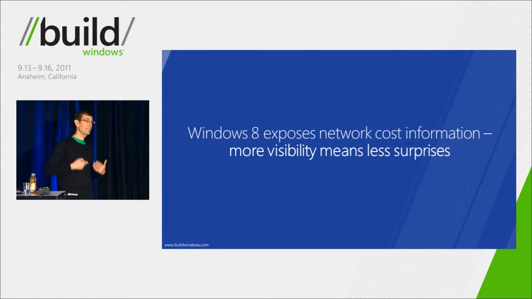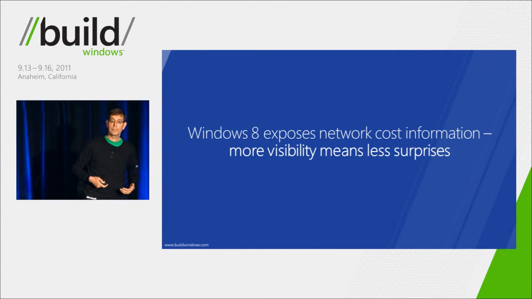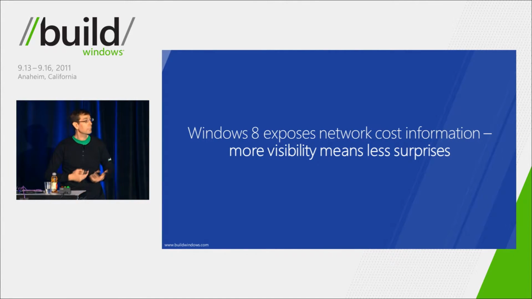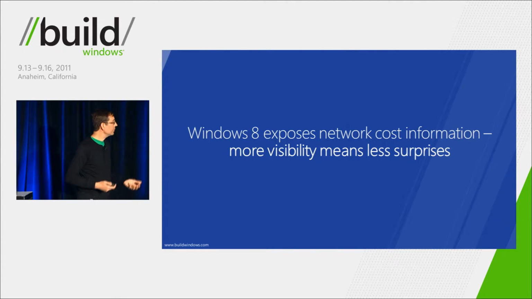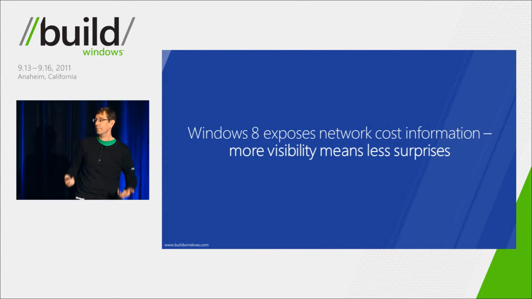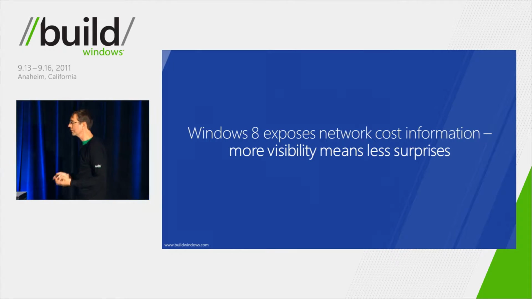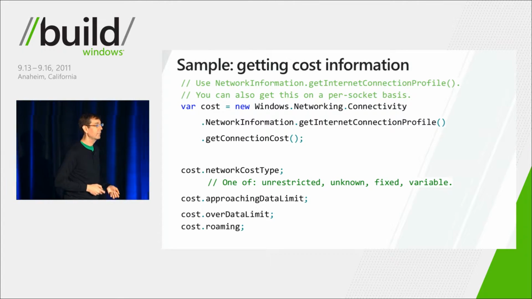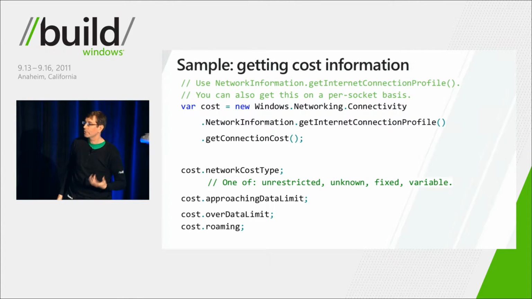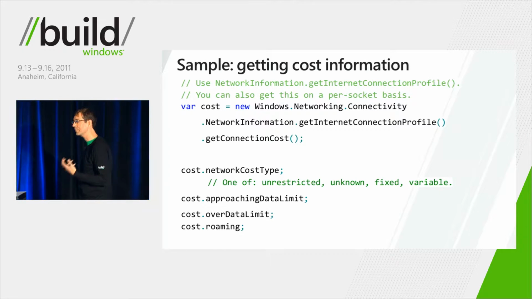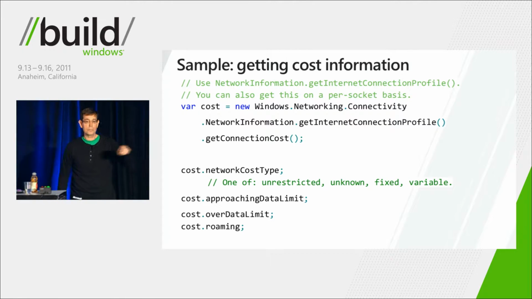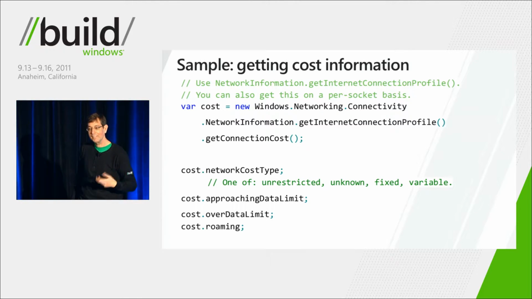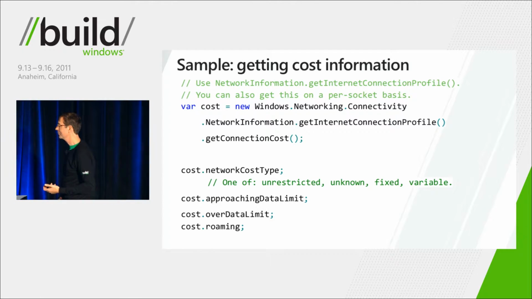And what we've done in Windows 8 is to try to make it possible to enable the mobile broadband users to use their connection with a lot more confidence. And the way we do that is we expose a lot more of the network cost information. And the greater visibility means fewer surprises. Now, part of what we do is just simply exposing it as code to the developer. So as a developer, you can find out, even on your devices right here, roughly how expensive your connections are.